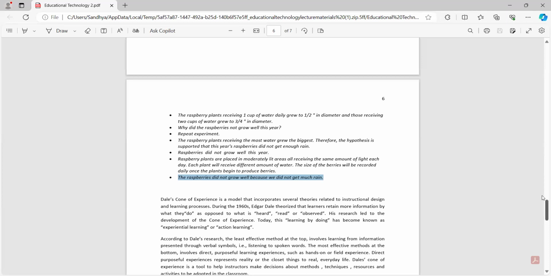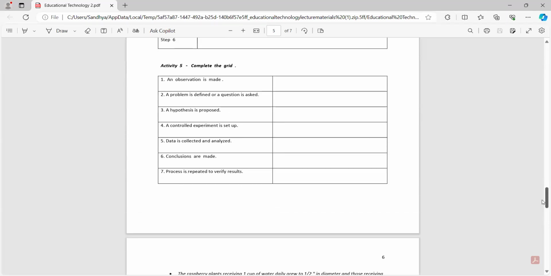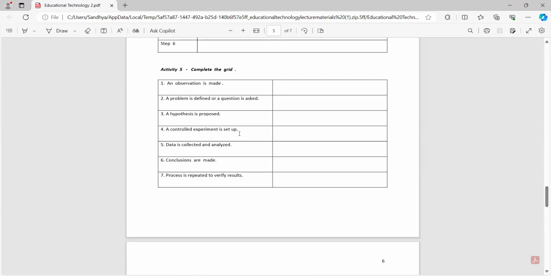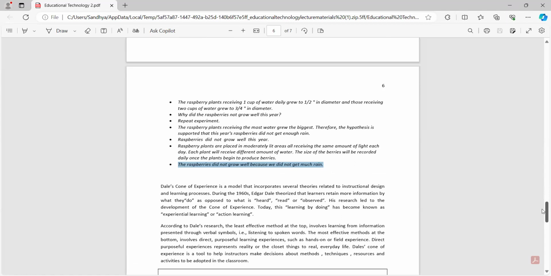Yes, ma'am. Then that is the third one. Hypothesis is proposed. A tentative statement. After finding facts, reading books and looking into why, one creates a hypothesis, a tentative statement. The raspberries did not grow well because we did not get much water. Right. So what do we do next? You have to carry out an experiment to see whether the hypothesis is proved or not. So what is it? The experiment.